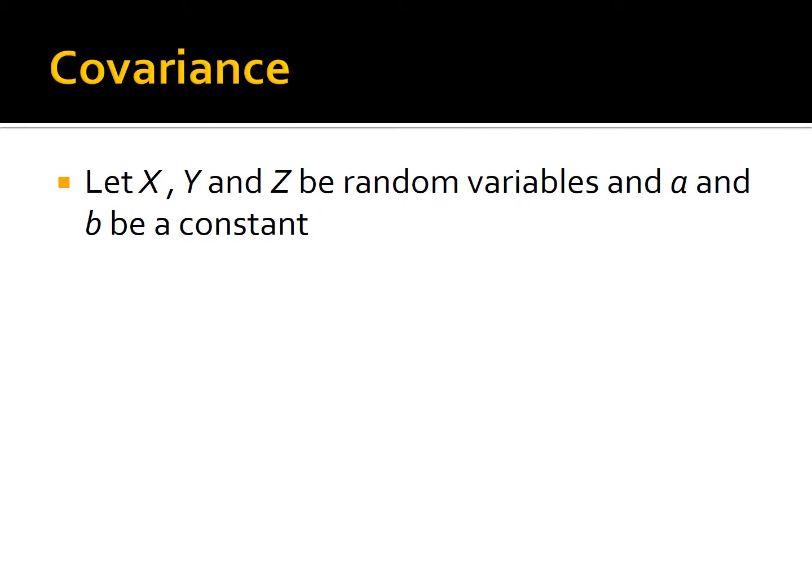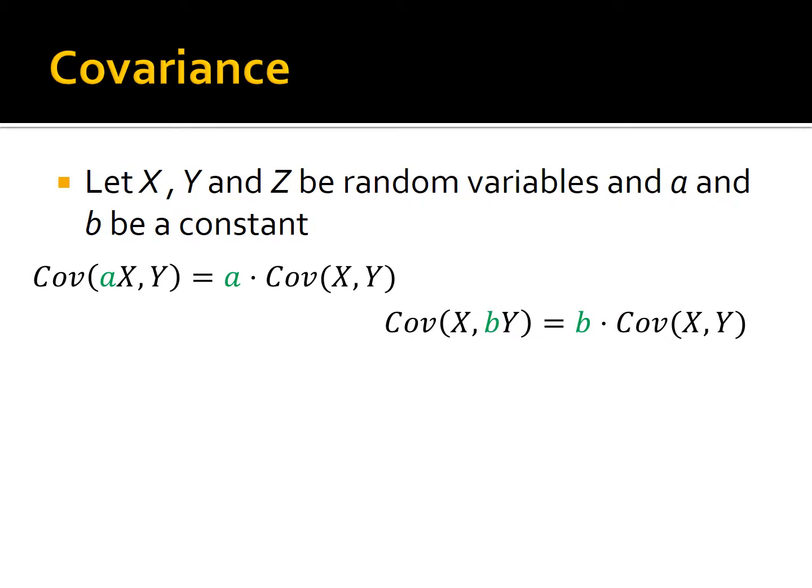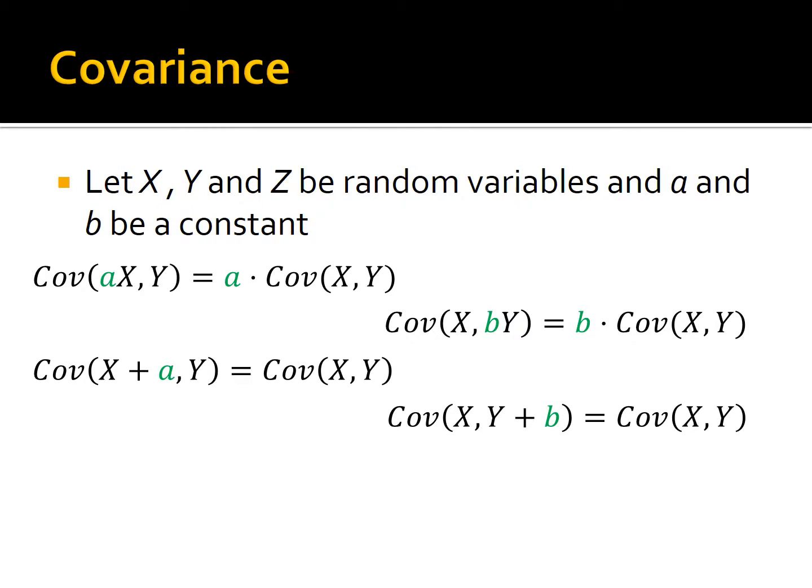Let's see the covariance. Let x, y, and z be random variables and a and b be constants. So the covariance of a times x and y equals a times the covariance of x and y. This is the same thing: if we put the constant in the second term, we can isolate it from the covariance term. The covariance of x plus a and y equals the covariance of x and y. This is the same thing if we add a constant in the second term, so it remains the same.